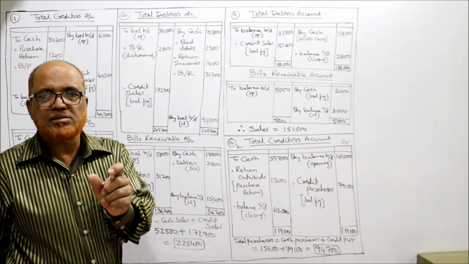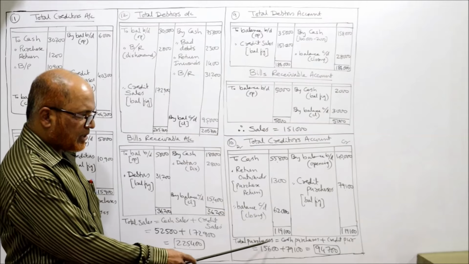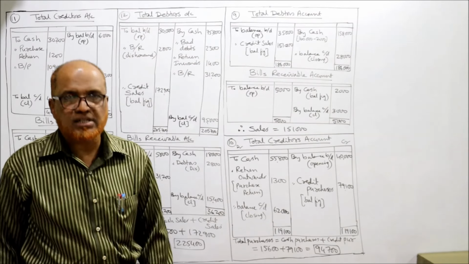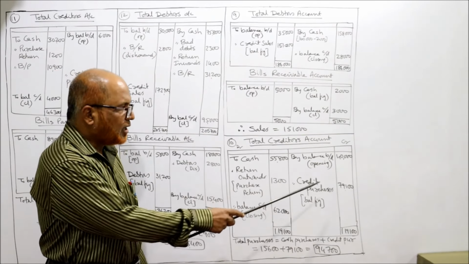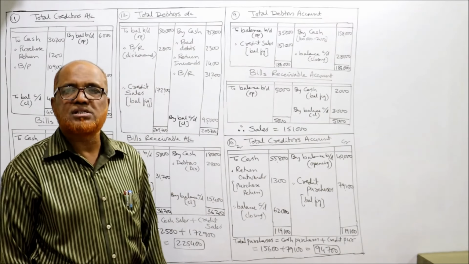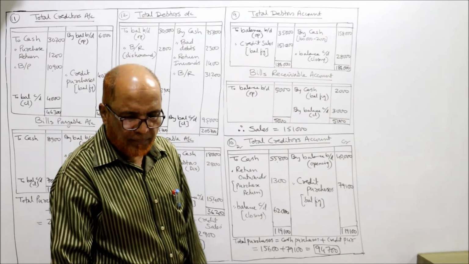And total purchases means cash purchases plus credit purchases. Here total purchase is equal to cash purchase plus credit purchase. Cash purchase is given in the problem's first line, 15,600. So 15,600 cash purchase, credit purchase we have calculated 79,100. Total purchase is 94,700. That's it. So this is the problem number 10.